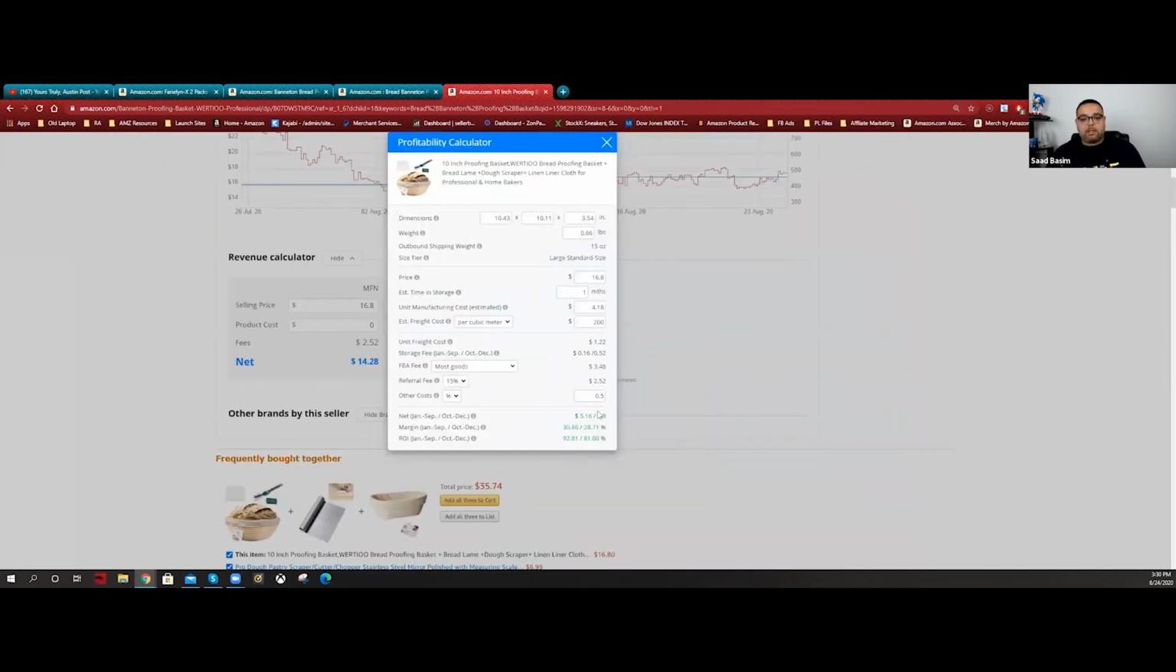So let me go back here. This is exactly what it tells me. I'm going to make $5.16 net during October to December. Since the storage fees are going to be higher, you're going to be making $4.80. So you're losing 36 cents. And here it tells the margin from January to September. It tells you the return on investment. So I'm closer to 92%, and I always like to be around 100%.